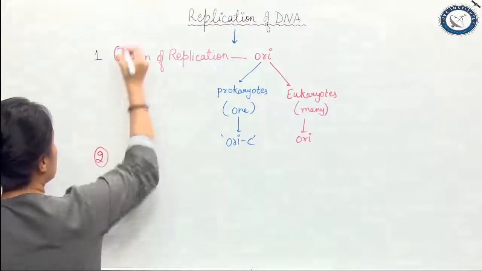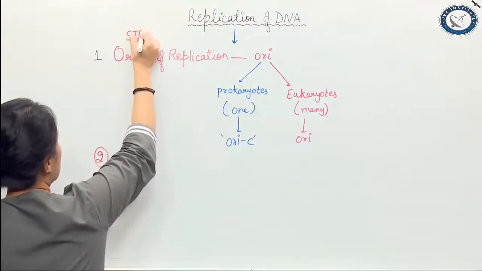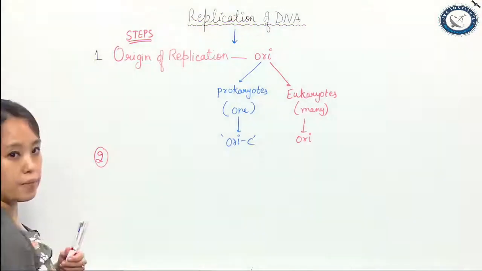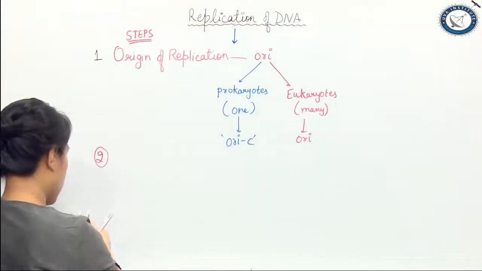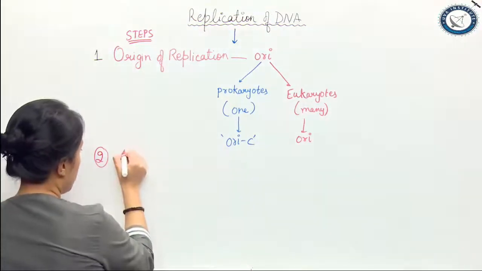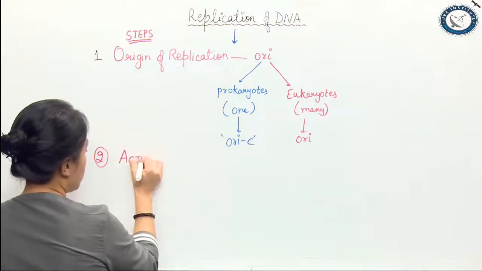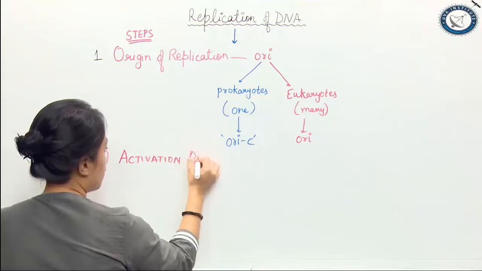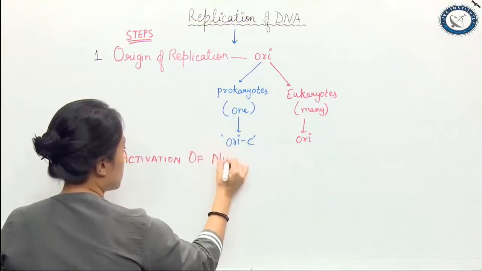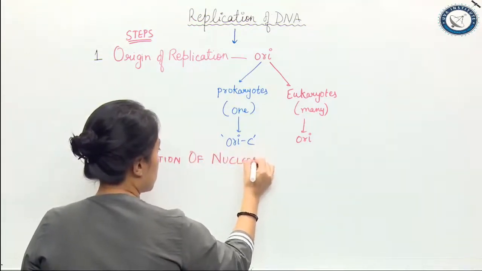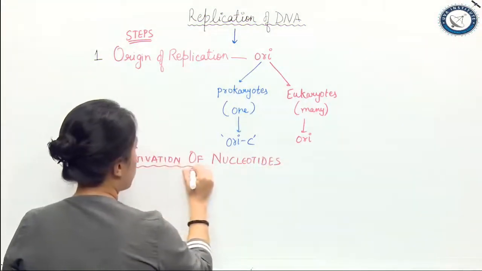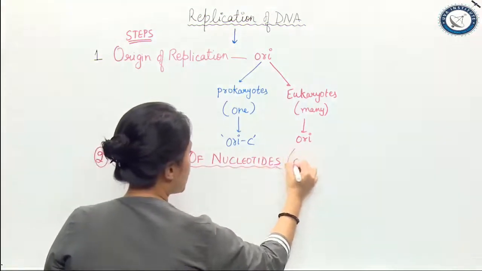I am telling you all the steps you need to go through in order to do replication of DNA. The second step is, of course, very important: activation of nucleotides, which is also known as dNTPs.